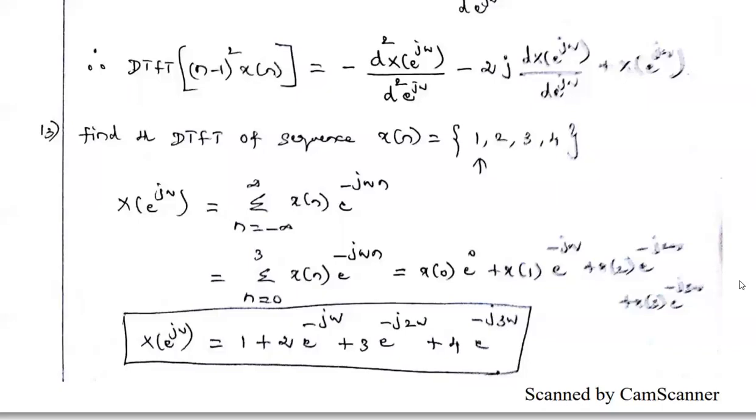Welcome to my channel. In this video, we are going to solve some DTFT problems. DTFT of some standard signals we are going to solve. In the previous videos, we solved the DTFT of unit step signal, unit impulse signal, then rectangular pulse, exponential signal, right-sided exponential, left-sided exponential, double-sided exponential. So for so many signals we solved.